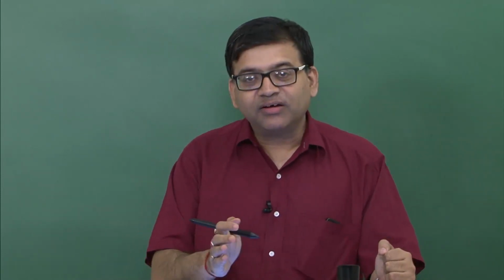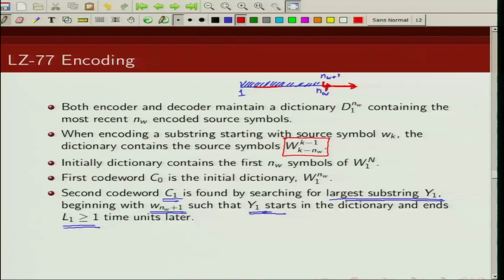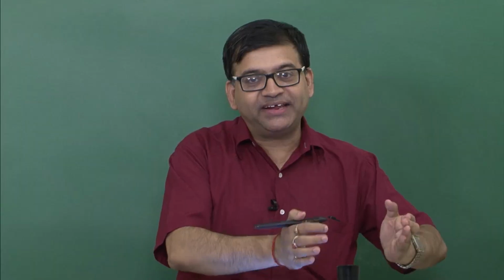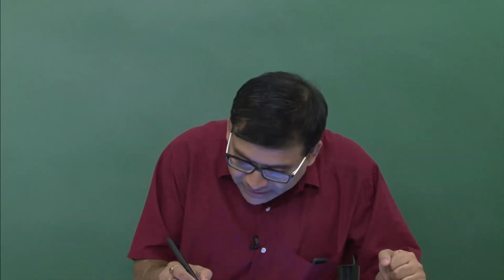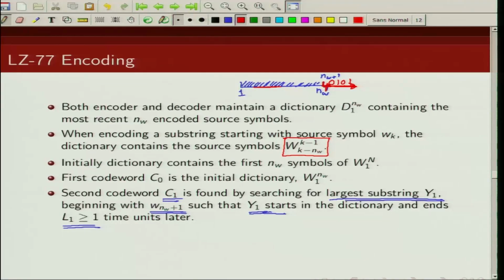Now at location NW plus 1, I am trying to look at what is the largest string which is already there in the dictionary. So let's say this is 0, 1, 0, 1. I look in the dictionary for where my 0 is. There might be multiple places where 0 is. Then I look at 0, 1, which are the locations where 0, 1 is there? Maybe there are few of them. Then I look at 0, 1, 0. Is there a match with 0, 1, 0? Then I look at 0, 1, 0, 1. So I am trying to find the largest match which is already there in the dictionary.